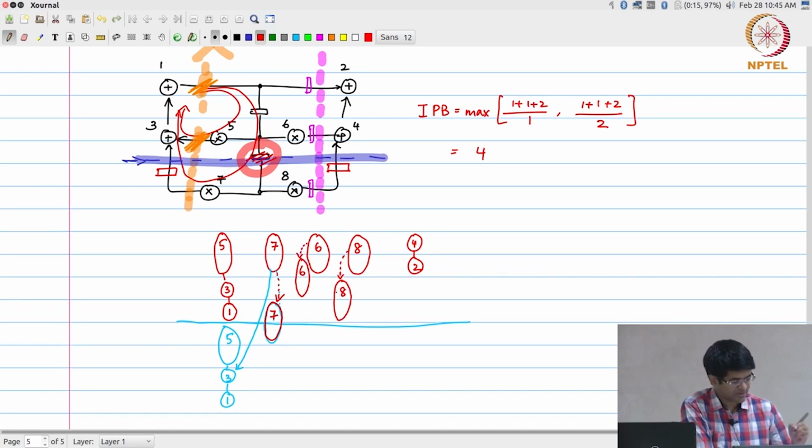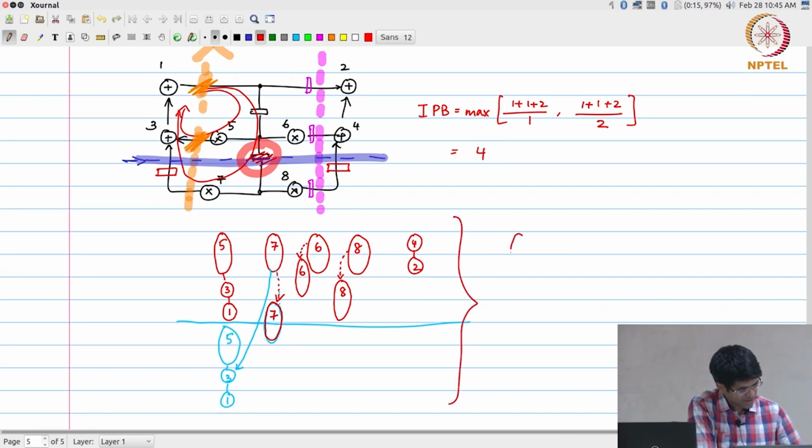right. So what does my final schedule look like? It says operation 5 happens at time 0, its output is used by 3, that output is used by 1.